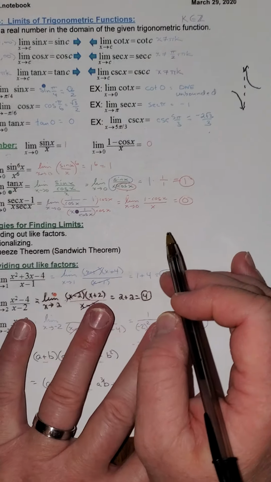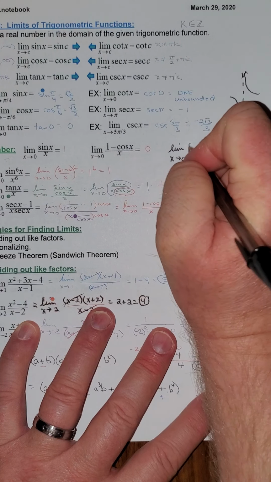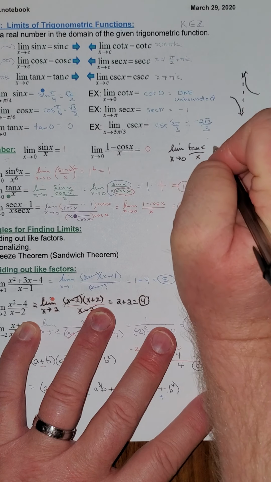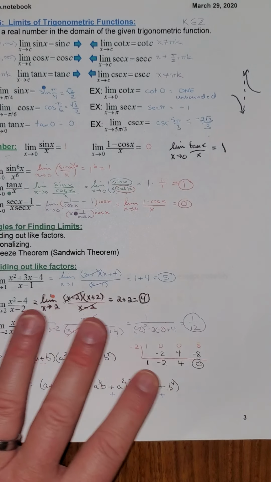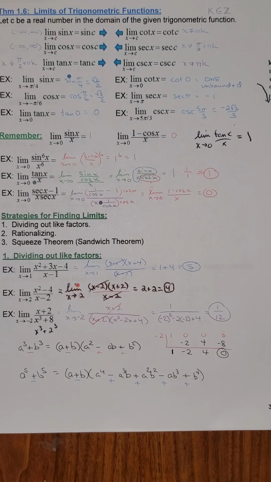And I have let my classes in the past use this as another formula. The limit as x approaches 0 of tangent of x over x. We just proved that approaches 1. Okay? Now, what about secant?